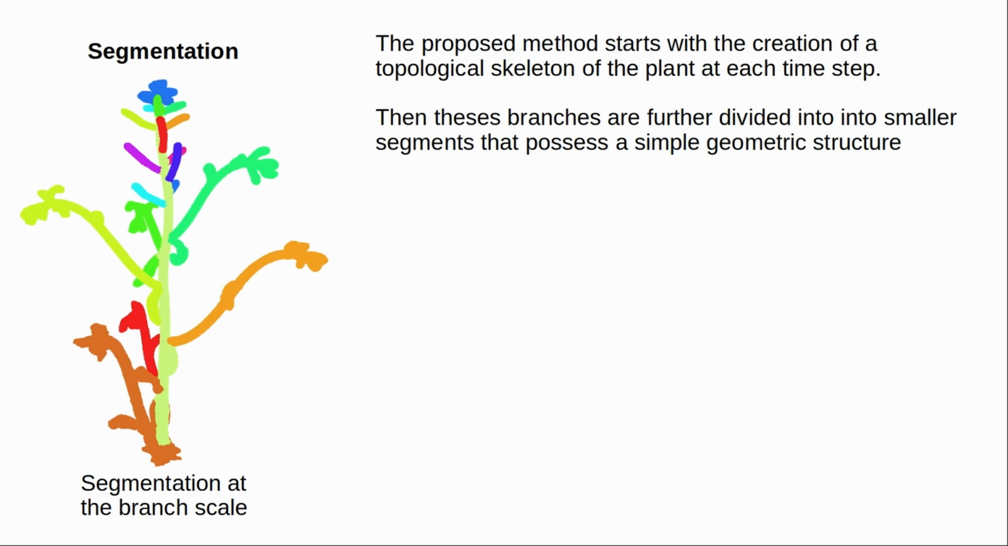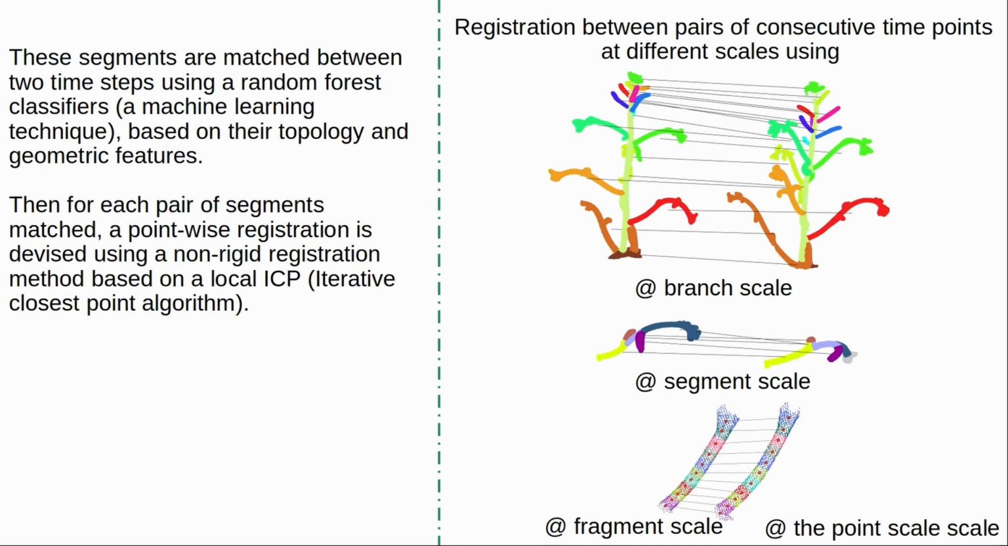The proposed method starts with the creation of a topological skeleton of the plant at each time step. Then, these branches are further divided into smaller segments that possess a simple geometric structure. These segments are matched between two time steps using a random forest classifier, a machine learning technique, based on their topology and geometric features. Then, for each pair of segments matched, a pointwise registration is devised using a non-rigid registration method based on a local ICP, for iterative closest point, algorithm.